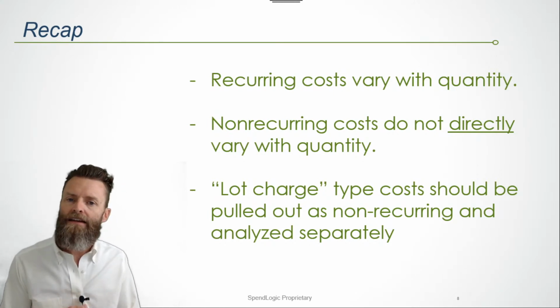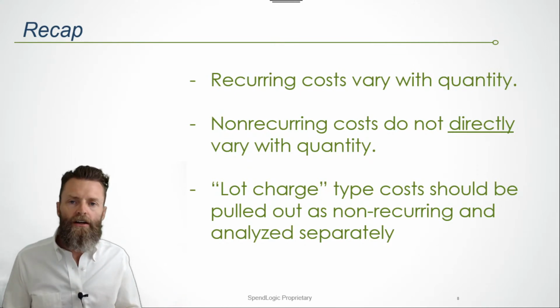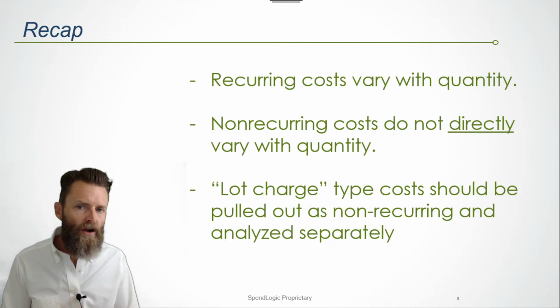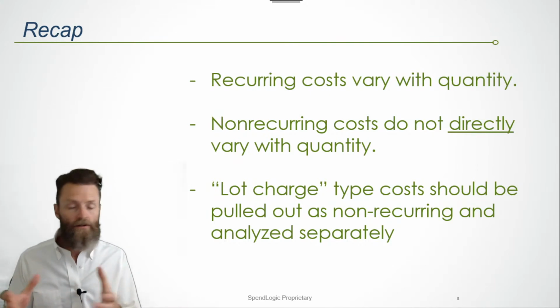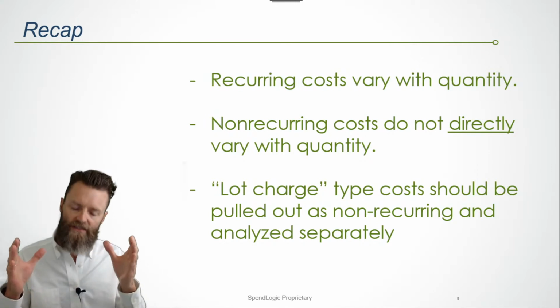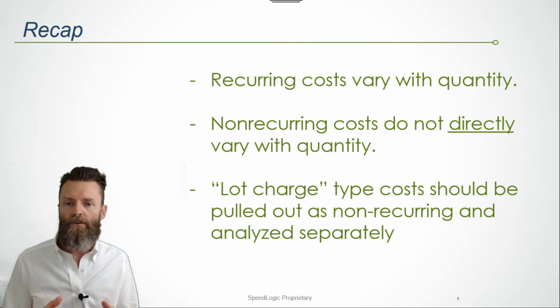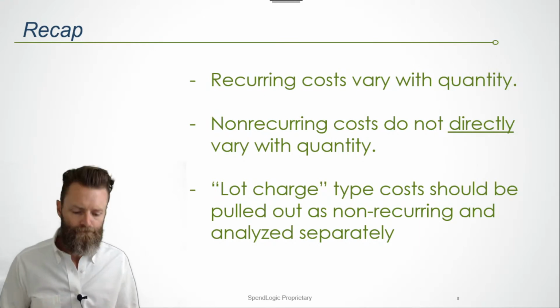And last, one of these big non-recurring costs is that lot charge. Maybe it's a heat treat or an outside process, something that is being done once, or maybe even a specialized QA process. If it's being done on an entire lot of units, then it's non-recurring and it should be pulled out and analyzed separately.